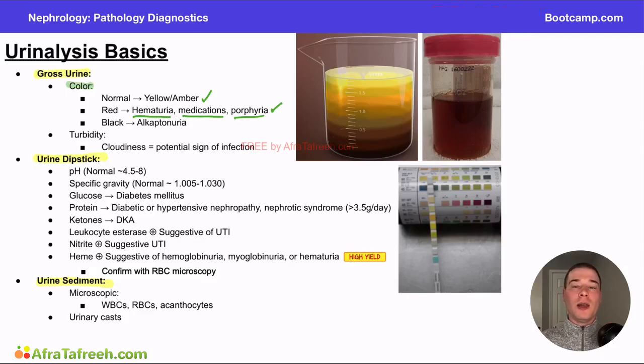If a patient's urine appears red, yes, it could just be red blood cells. However, it could be a medication. It could also be a porphyria. And finally, a less common finding is black urine. For the most part, when you see this black urine finding in a test question, I want you to be thinking about a condition called alkaptonuria.